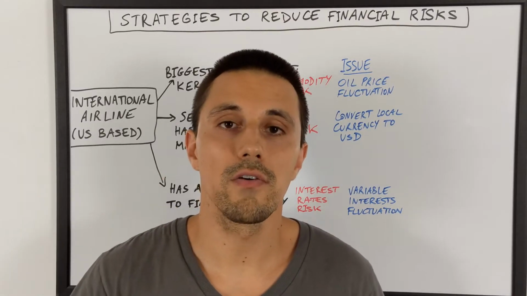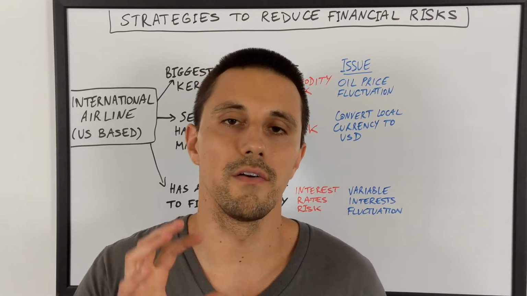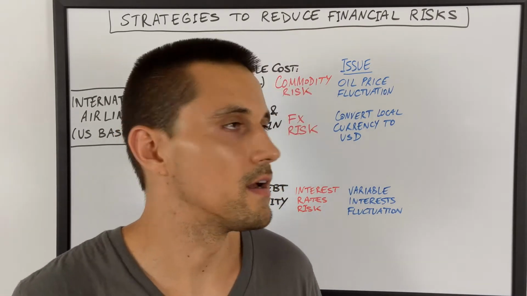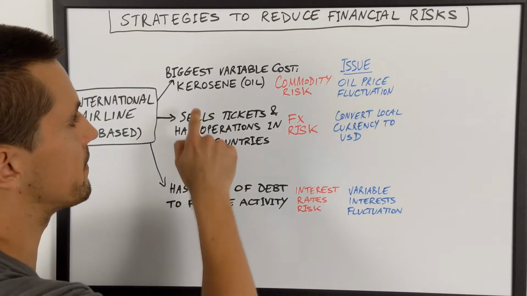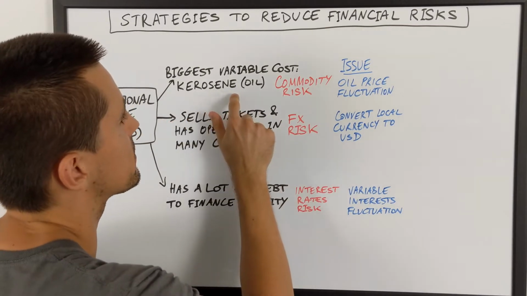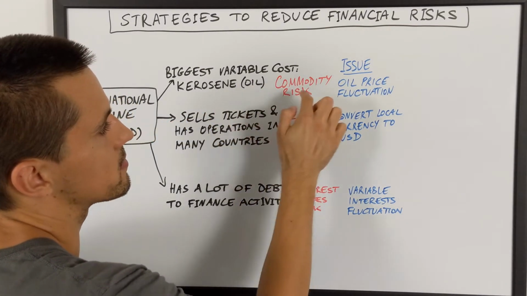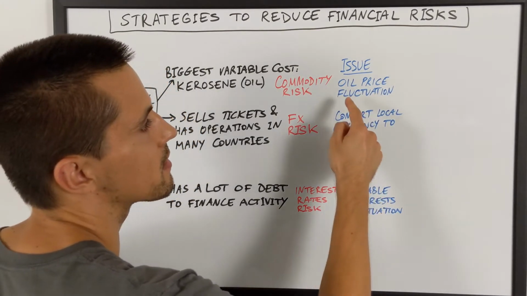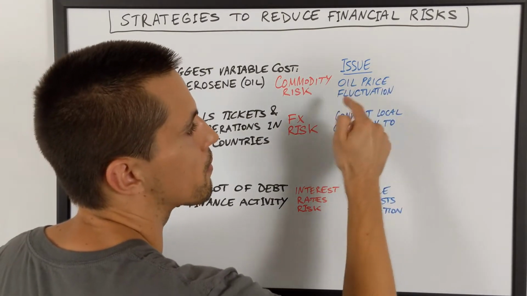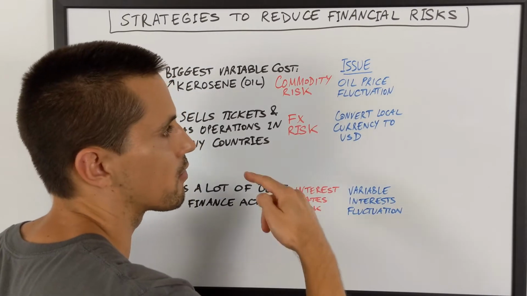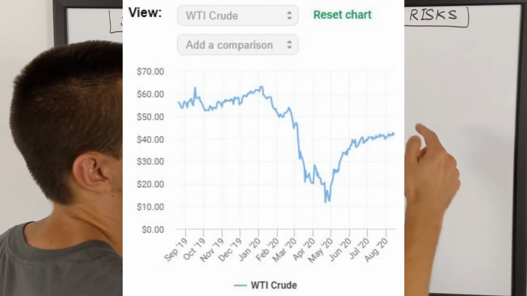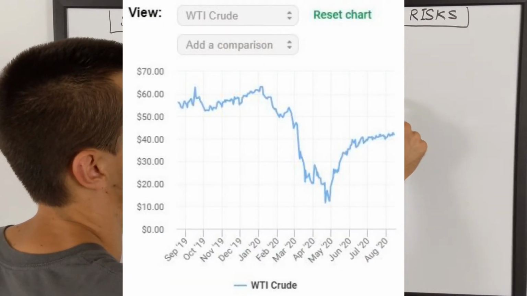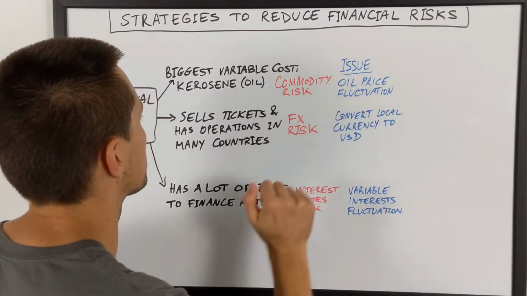Now before we look for a solution, we should really understand the problem here. So what is the issue? In this case here, kerosene, so the oil price, is a commodity risk. And why is it a commodity risk? Because it depends on the oil price fluctuation, and as we all know, it's going up and down and up and down, and it's very difficult to predict here. So here we definitely have to do something.